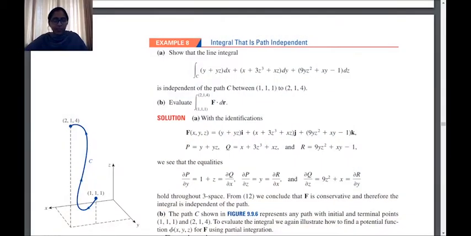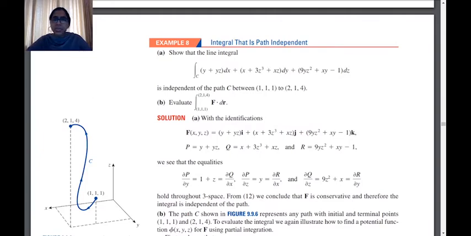Let us continue with our section 9.9, Independence of the Path. In the previous lecture we had seen how to determine the potential function of a conservative vector field in three space. Now we will do a problem which is given in your textbook, that is example 8. We are given the vector field F, and we are asked to show that the line integral over C of F dot dr is independent of the path between the points (1, 1, 1) and (2, 1, 4).